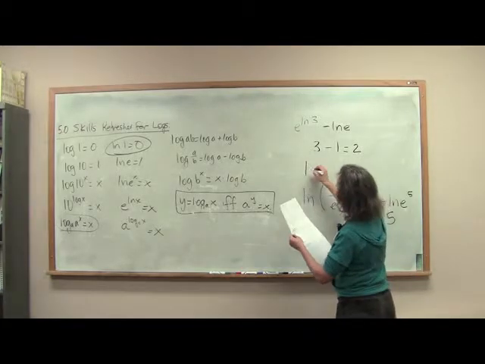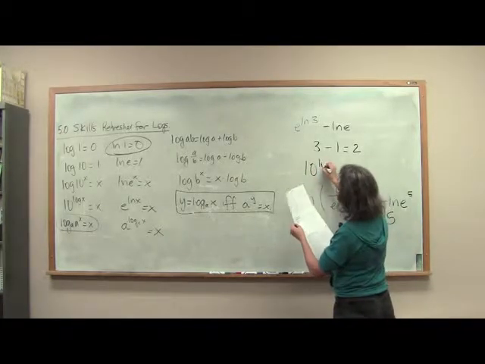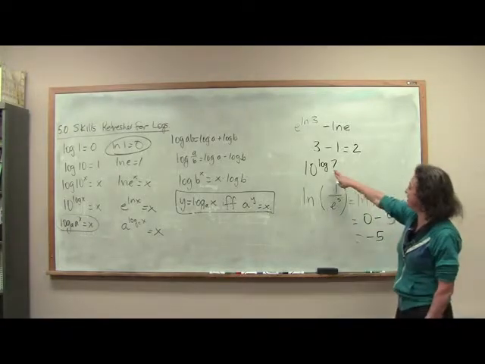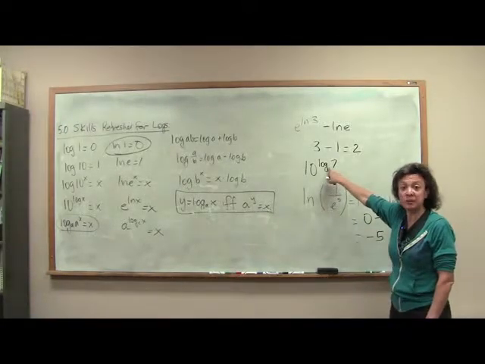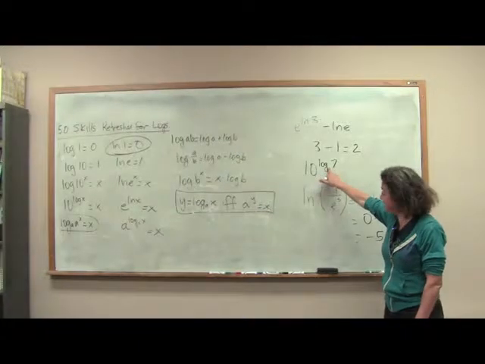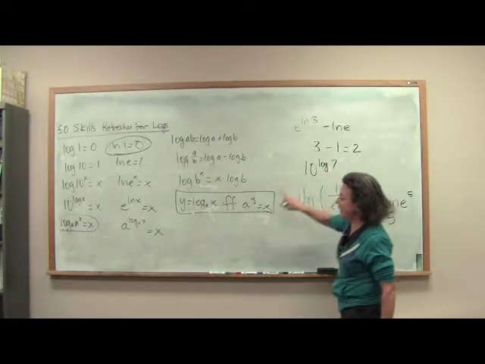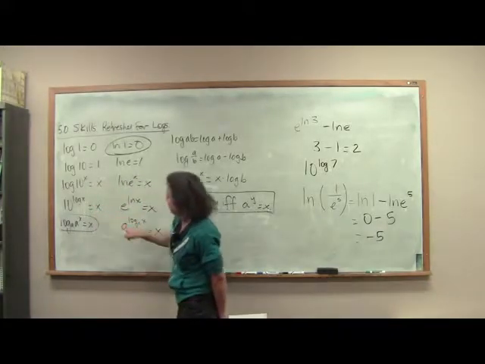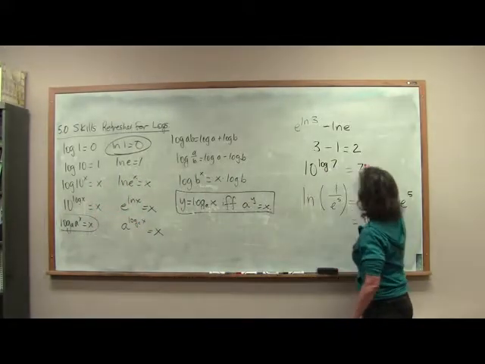Anyway, what if we have this guy, 10 to the log of 7? Notice I don't have a base written here, so by default, it's a base 10. When these guys match up, we're in this situation, and this is just 7.